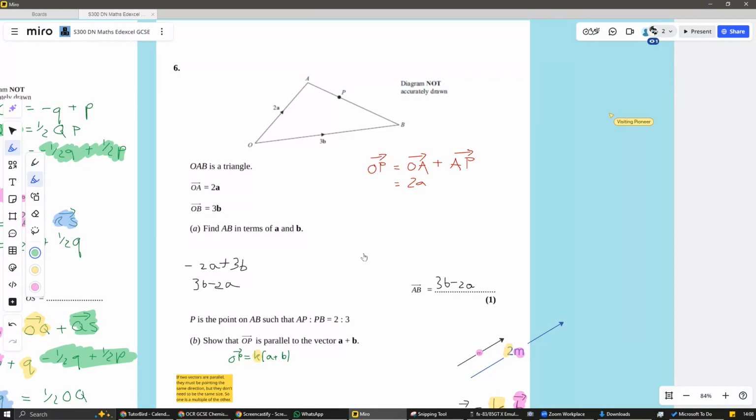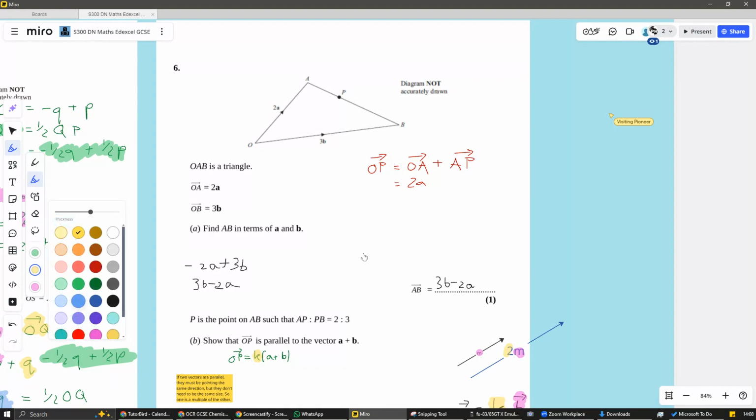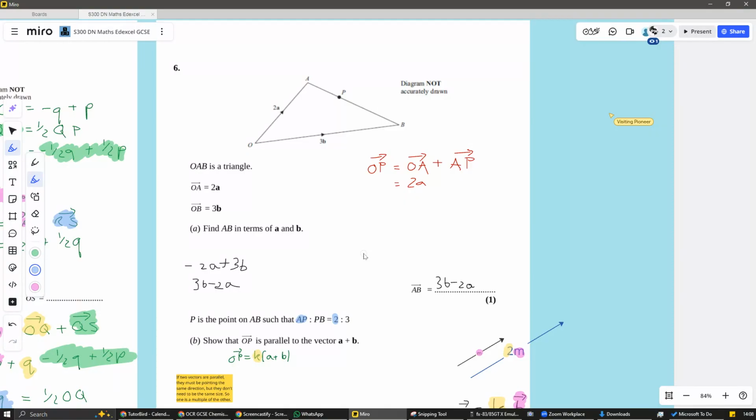Let's use some other colours. Let's find blue. So A to P is 2, and I'm going to choose green now. P to B is the three parts. So therefore, this part here, this A to B, can be separated into five parts, where the P to B represents 3 parts, and the A to P represents 2 parts.